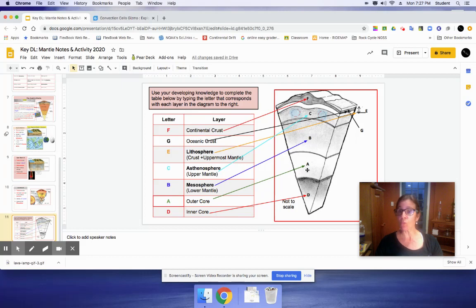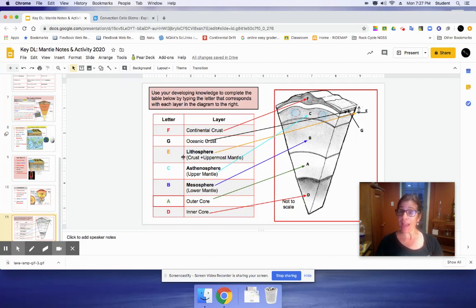All right. Right above those sections, here we have our different parts of the mantle that we highlighted in this activity. Letter B is referring to that section of the mantle called the mesosphere or the lower mantle. And again, if you really look at this cross section, you can see it's the thickest part of planet Earth.